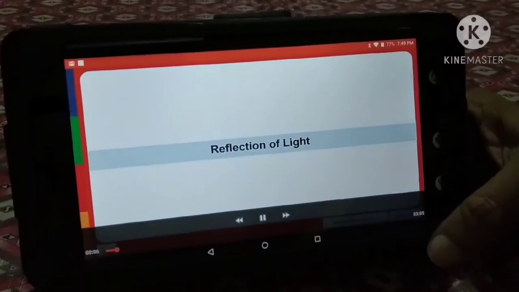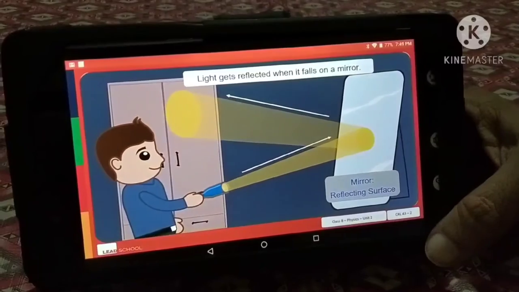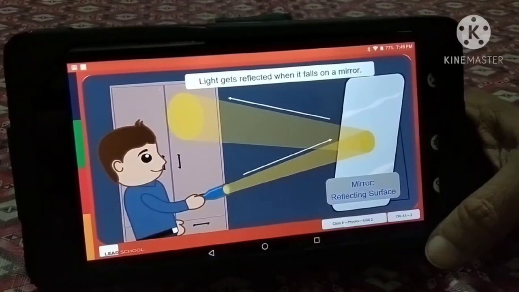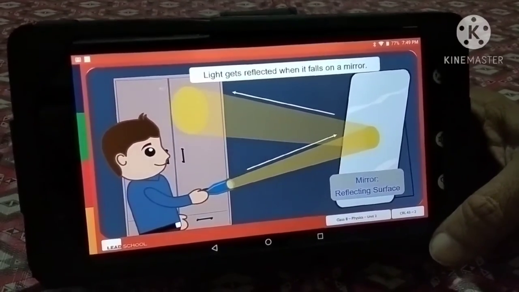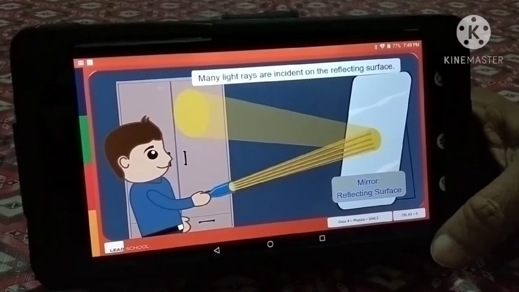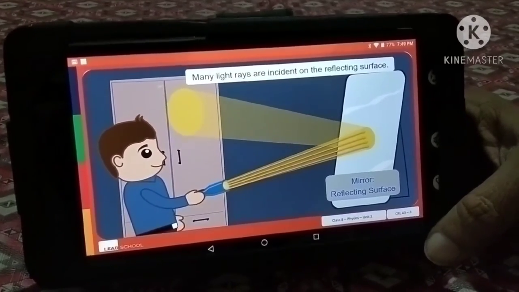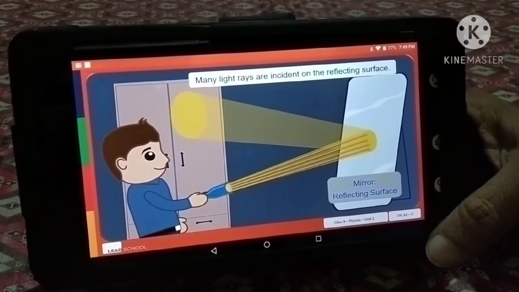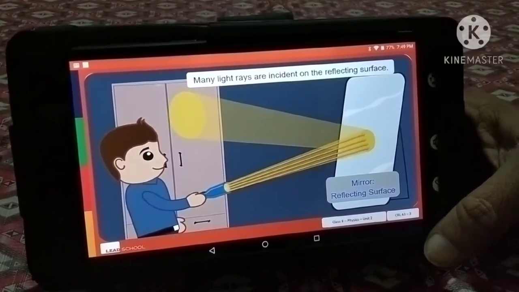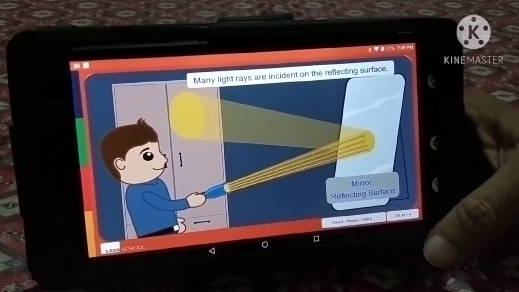Reflection of light. We know that when light falls on a shiny surface such as a mirror, it gets reflected. Many rays of light are incident on the reflecting surface. For the sake of simplicity, let us consider one of these to study the phenomenon of reflection of light.